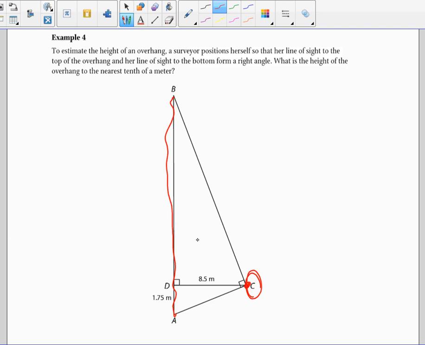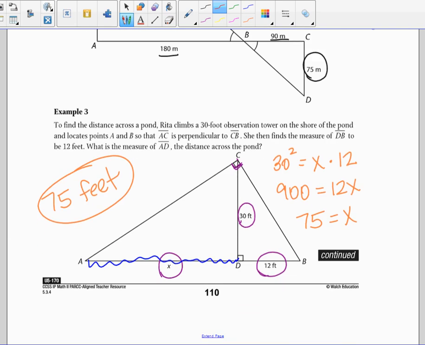So they don't give us these numbers in the problem, but obviously we can use them because they're in the picture. So she's obviously 8.5 meters from the overhang. That's our altitude. And then they've measured from where she went to the bottom of the overhang is 1.75. We need to find this so that we can find the whole distance. So this is very similar to the last problem because it's an altitude. So on that one, we do the same thing.